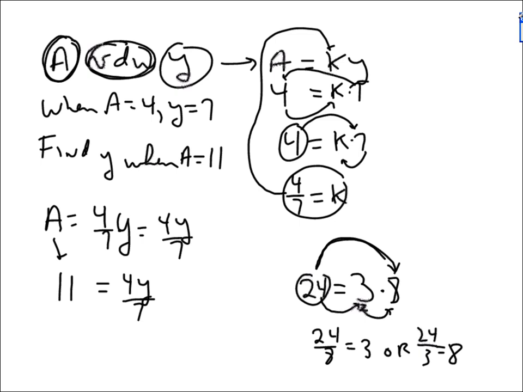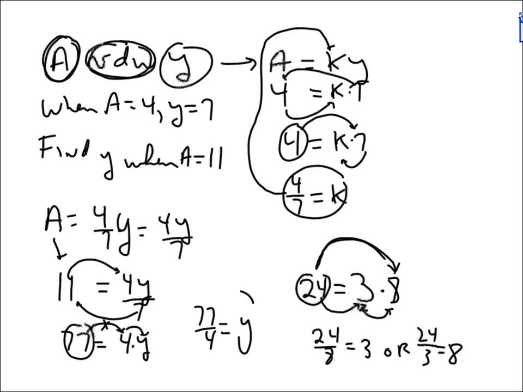You can do this in one step, I understand that, but I like to do these in 2 steps. 7 times 11, namely 77, is equal to the numerator, 4Y. We have a product, 4 times Y, we have the answer. The answer divided by 4 gives you Y. And there's the answer. That's what Y equals when A is 11. Find Y when A is 11. Minus some silly arithmetic error, there's the answer.